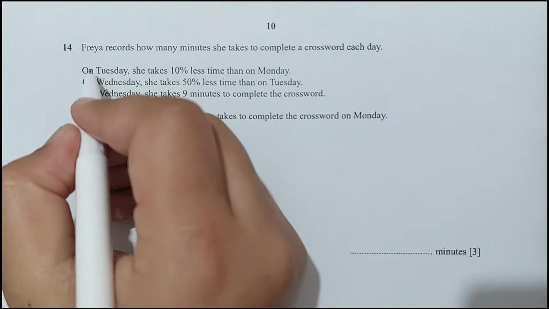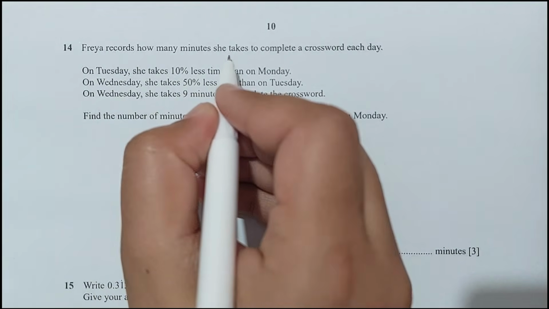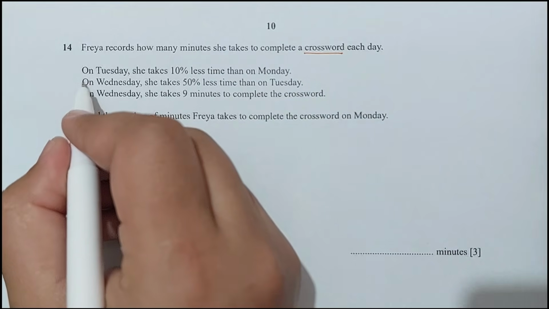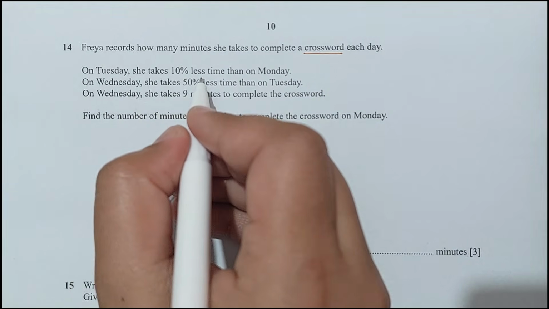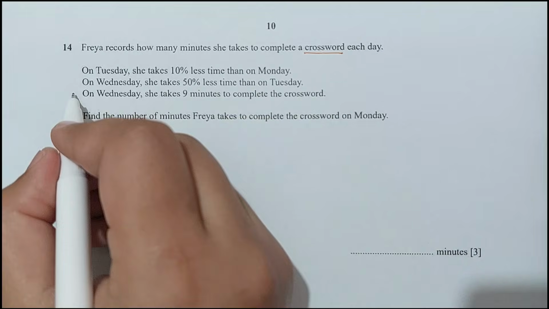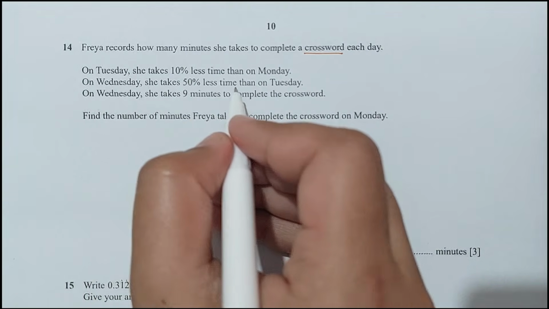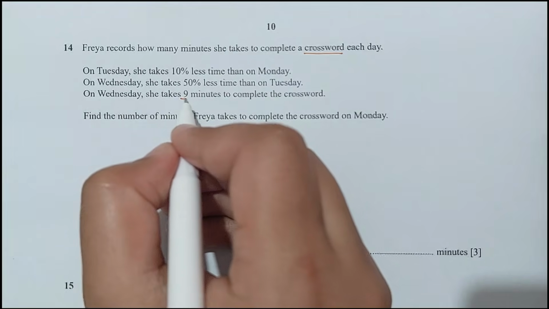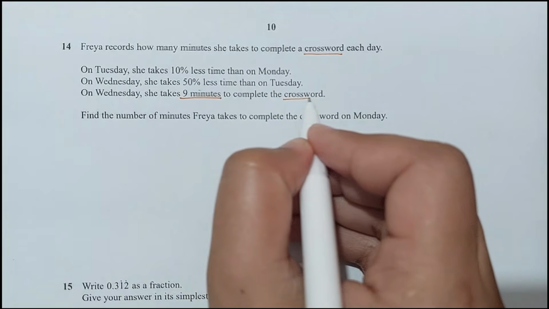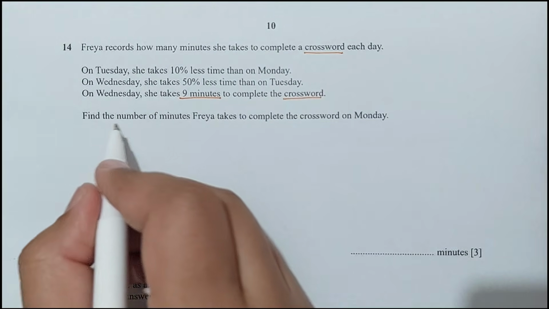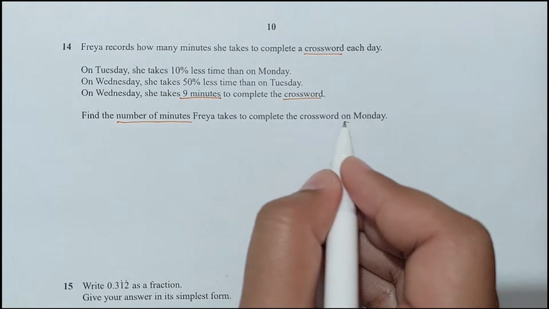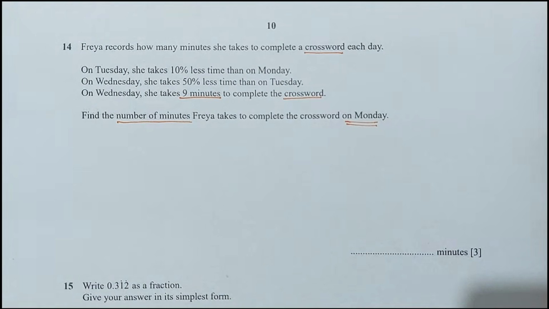Question number 14. Faria records how many minutes she takes to complete a crossword each day. On Tuesday, she takes 10% less time than on Monday. On Wednesday, she takes 50% less time than on Tuesday. On Wednesday, she takes 9 minutes to complete the crossword. Find the number of minutes Faria takes to complete the crossword on Monday.